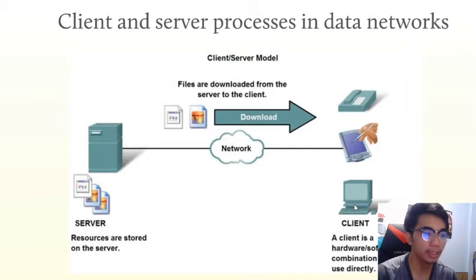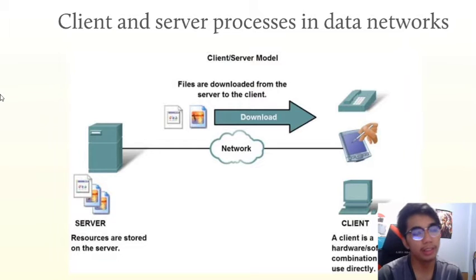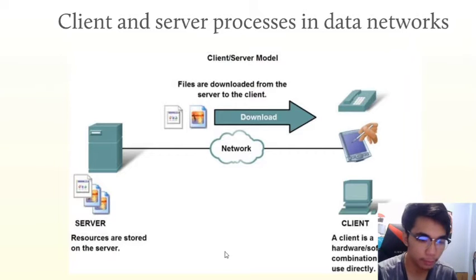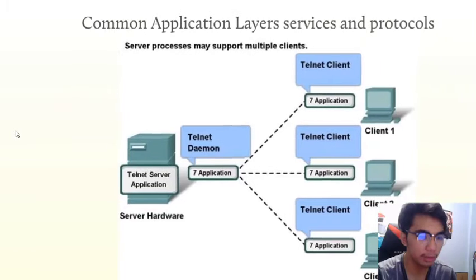In our daily life, we always use a server-client model, because we always use Google, and all the information stored in Google is stored in a server like this in the figure. Then we always download or get information from Google and other things. That's why we always use the server process in data networks. Then let's proceed to another one.